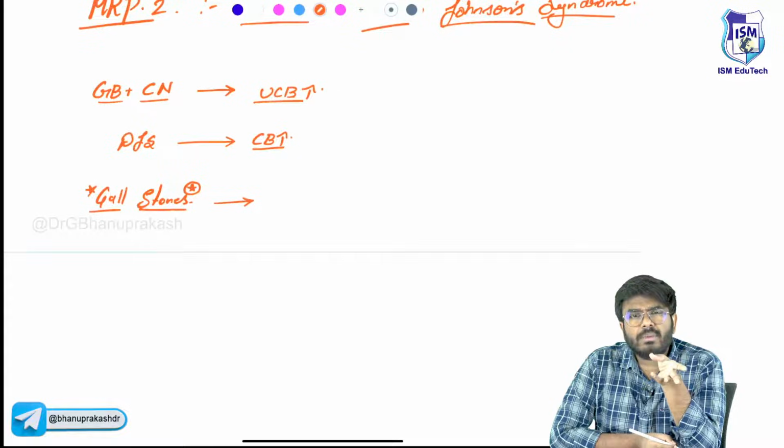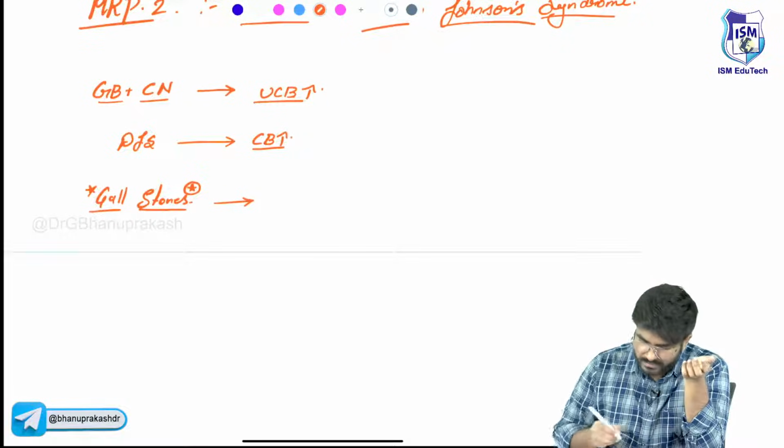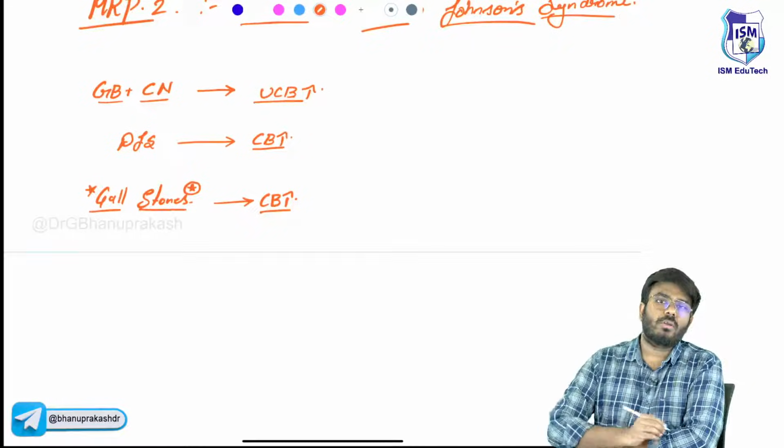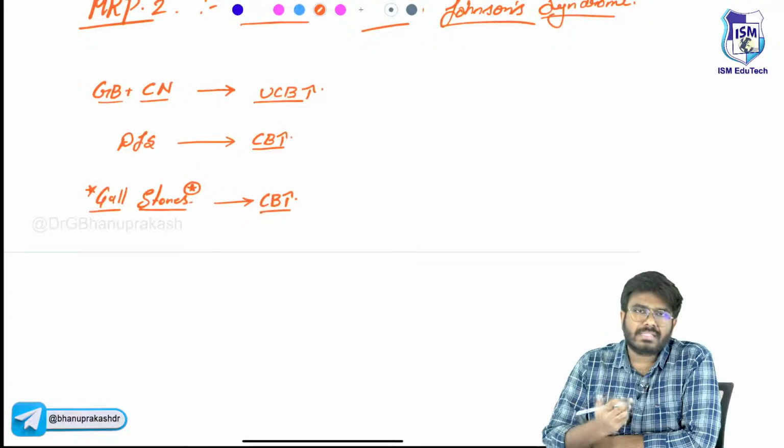So now, do you think the bile will come out? The bile is not coming out, sir. Okay, so which levels will increase? In the body, the conjugated bilirubin levels will increase. Conjugated bilirubin. So bile is not coming out. So that's the one, just for understanding purposes.